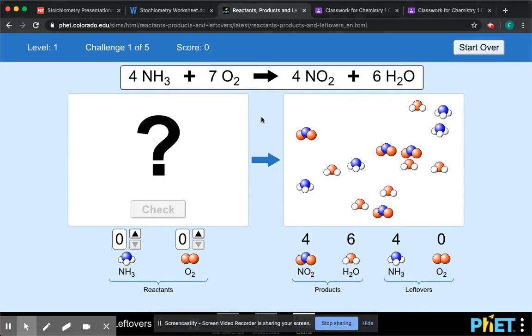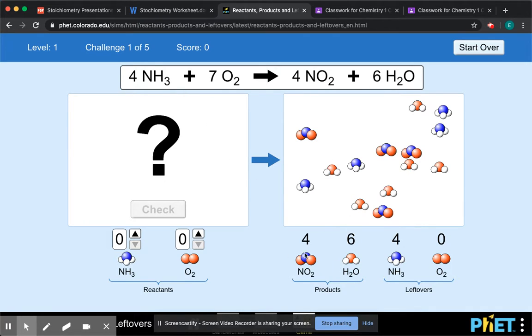So for this recipe, right? We need four NH3s and seven O2s. That makes four NO2s and six H2Os. Okay. So if you have four of these and seven of these, you're going to make four of these. And six waters. So that's how I want you to think about this.